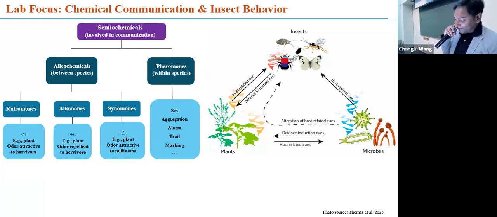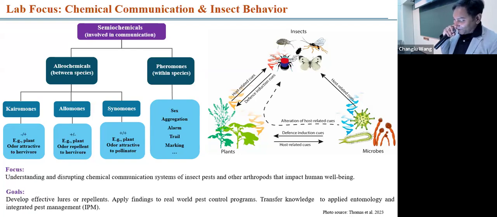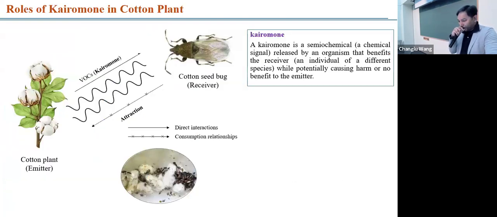But I can tell you that our lab focuses on understanding and disrupting the chemical communication system of insect pests and other arthropods. The goal is to develop effective lures or repellents and find real-world pest control programs, and transfer the knowledge to insect IPM technology. Here, I'm currently working on kairomone, which is a semiochemical released by an organism that benefits the receiver, while potentially causing harm or no benefit to the emitter.